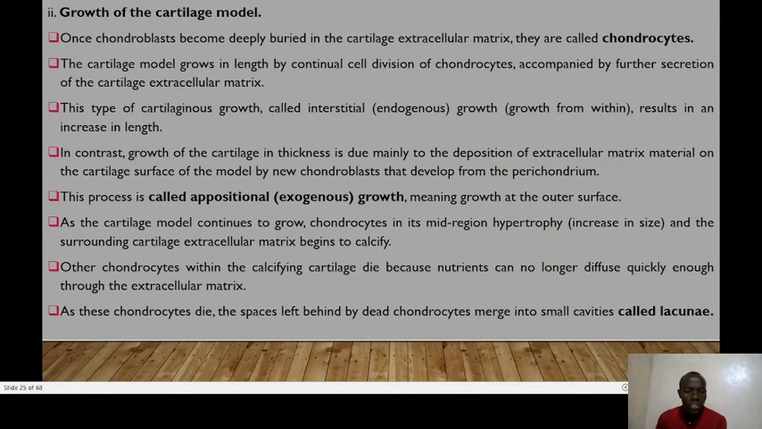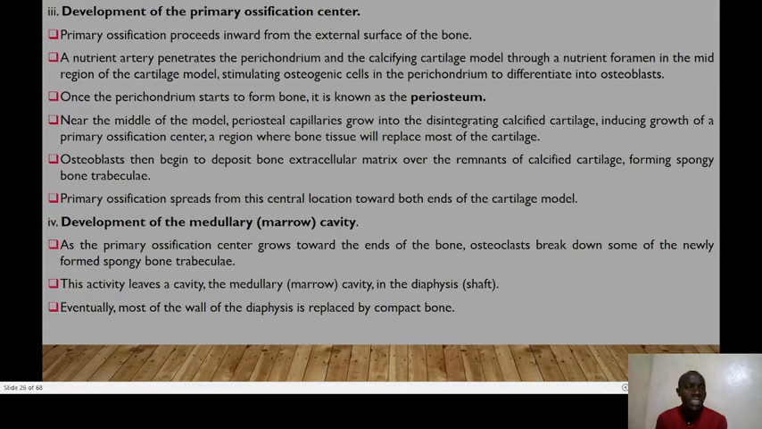As the model continues to grow, the chondrocytes in its mid region hypertrophy. That means they increase in size, and the surrounding cartilage extracellular matrix begins to calcify. Once the chondrocytes within the calcifying material die, because nutrients can no longer diffuse quickly enough through the extracellular matrix, the spaces left behind by these dead chondrocytes merge into small cavities that we normally refer to as lacunae. And this takes us to the third stage, which is development of the primary ossification center.